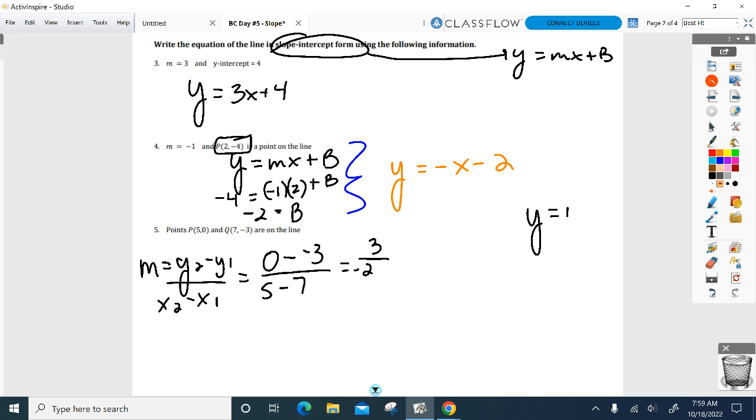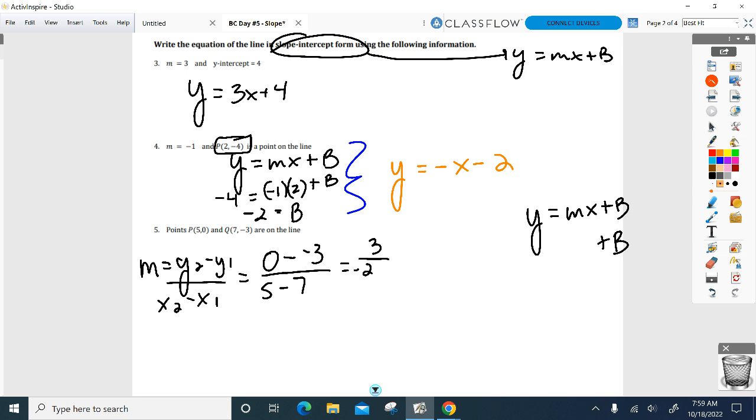Y equals mx plus b. And I'm going to leave b the way it is. In problem number 4, you only had 1 point you could use. Now in number 5, you choose a point and use the x and the y. Any class decision here? Which point do we want to pick, P or Q? P? Fine. We're going to use point P now.